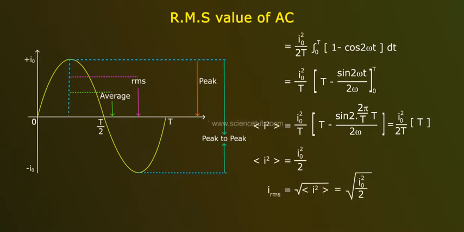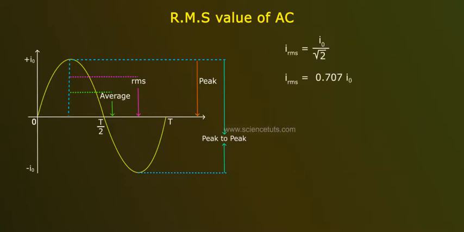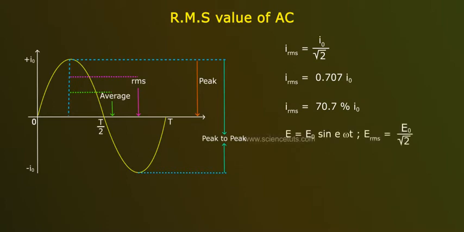I_RMS equals the square root of average I squared, equals the square root of I naught squared by 2. I_RMS equals I naught by root 2. I_RMS equals 0.707 I naught. I_RMS equals 70.7% of I naught.